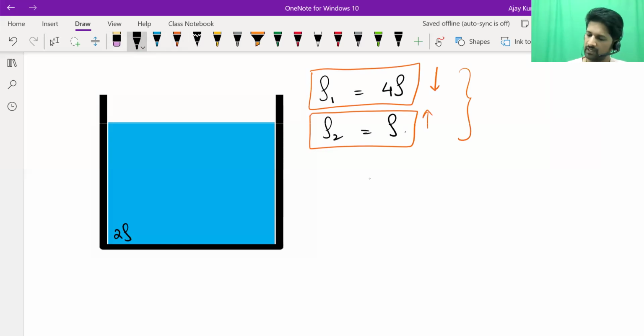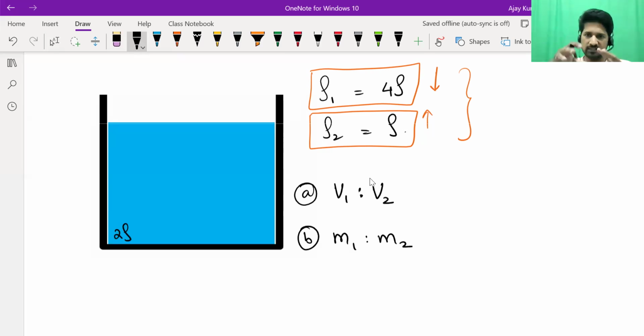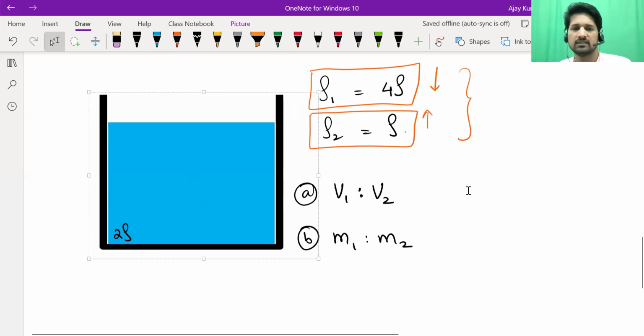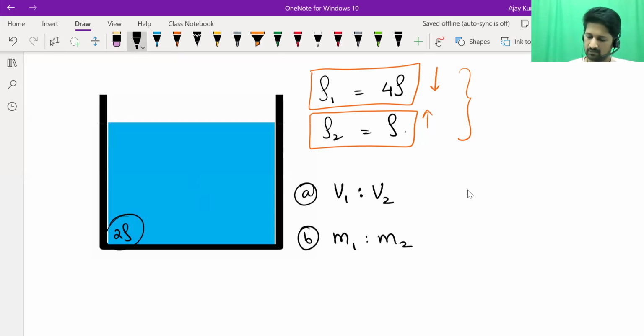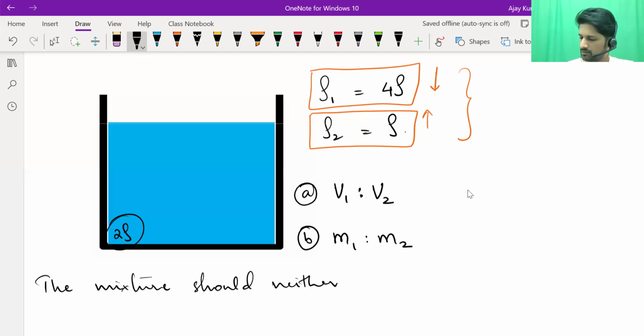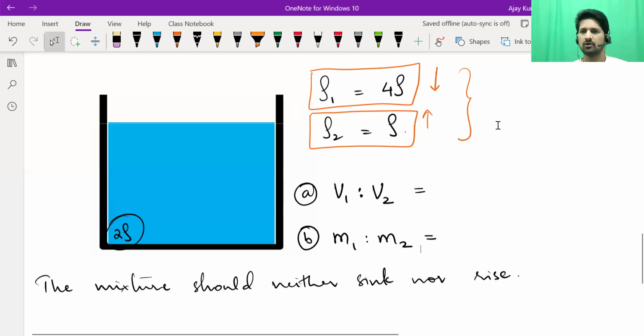So I want you to find out, first case, what is the ratio of volumes in which the materials must be mixed such that the composite mixture neither sinks nor rises. Next case, what is the ratio of masses in which they should be mixed such that the composite object neither sinks nor rises. Liquid density is 2 rho, keep that in mind. I'll give you all 2 minutes, solve this quickly.